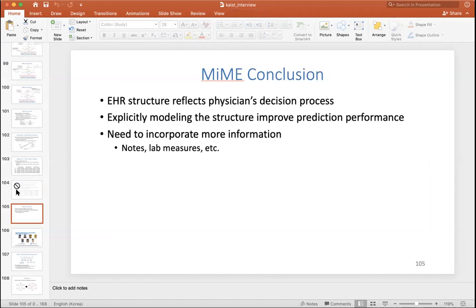So that was a very long motivation, as to why the structure of EHR is important, basically.